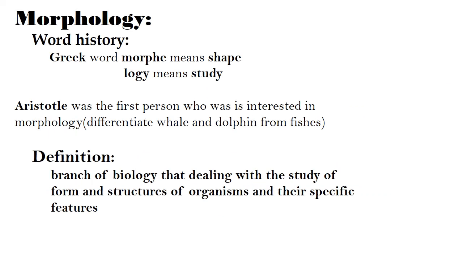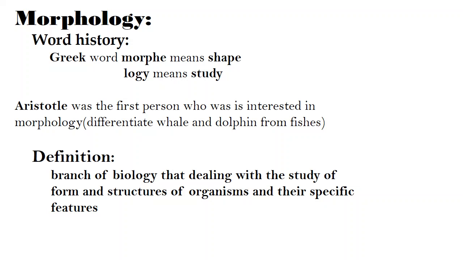So we will see the word morphology. It's derived from two Greek words. Morph means shape and logy means to study. Aristotle was the first person who was interested in morphology, meaning that he was the first person who observed living organisms, started differentiating between them, and began thinking about what they look like and why they look like that.